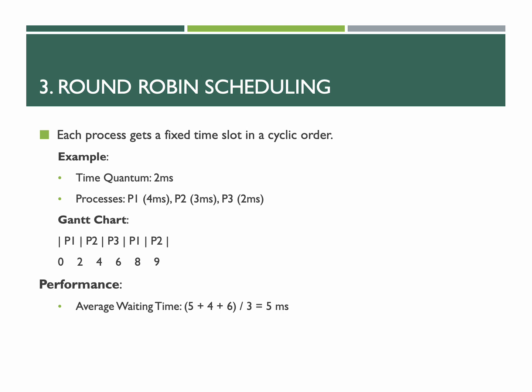Well, it is effective in ensuring fairness, but the performance heavily depends on the size of the time quantum. If the quantum is too small, the system spends more time context switching. If too large, it behaves like first come first serve.